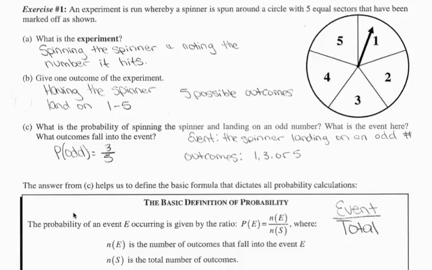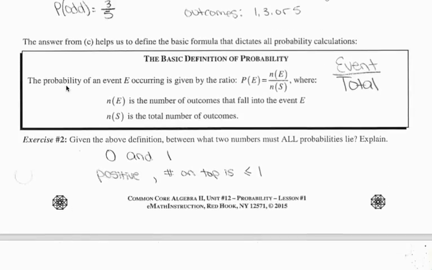So our answer there helps us to define the basic formula that dictates all probability calculations. So as you've seen before, the probability of an event, and we can just call it E for event, occurring is given by the ratio P of E equals N of E over N of S. And so down here in our key, it will describe what each of these represent. N of E is just our successes. That's the event that we're looking for, the number of outcomes that fall into the event. In the last case, it was odd numbers. N of S is the total number of outcomes. Those are just how many total that could possibly happen.